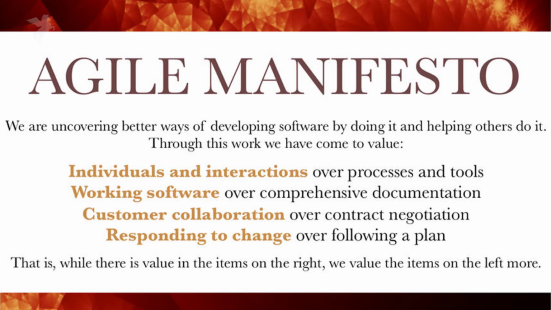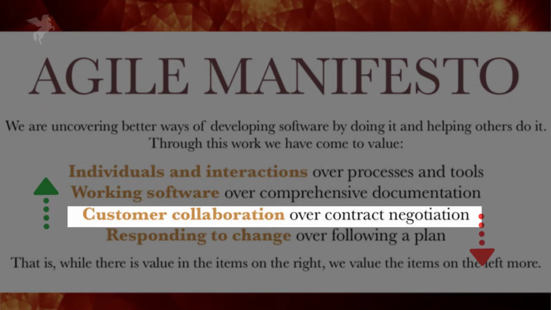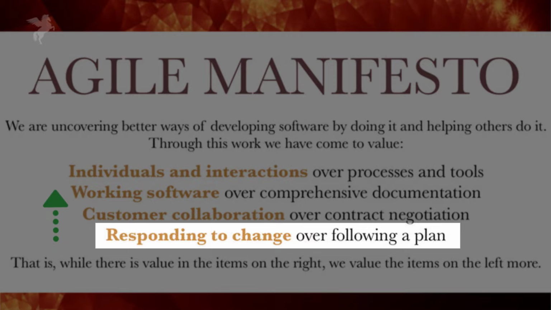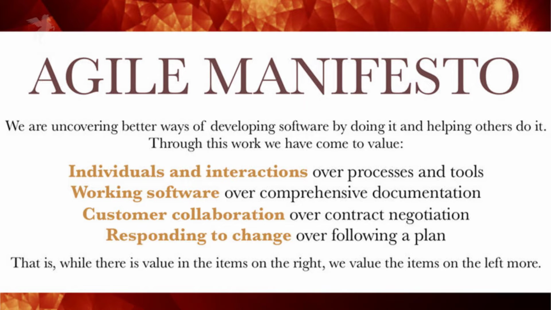Number 3, customer collaboration over contract negotiation. Here, the focus for the project team should be on delivering what the customer has intended this project to deliver. And then number 4, responding to change over following a plan. This is the focus of the team. We're going to meet our customer values where they are. We're not going to follow a plan that was created 6 months ago. We're going to actually be adaptable to the changes that are needed by our customer, by the project team, development team, as the project is moving forward.